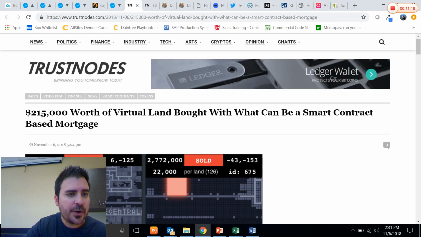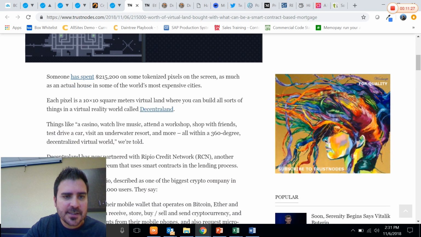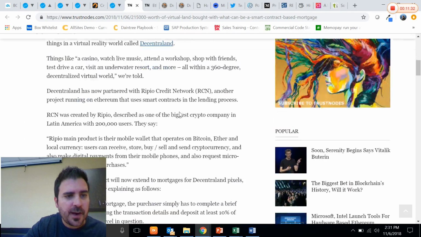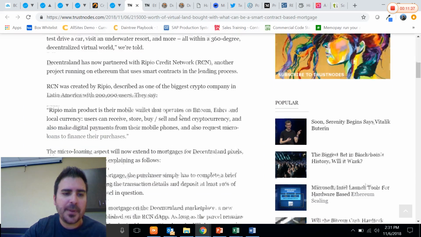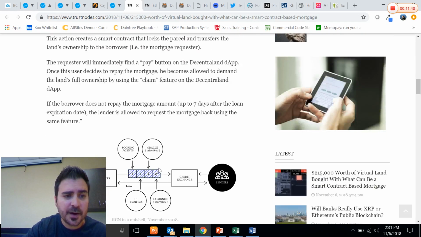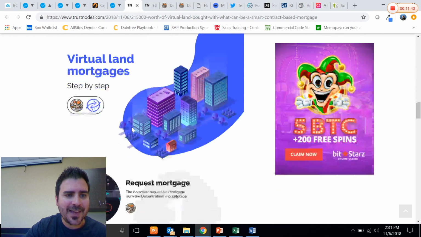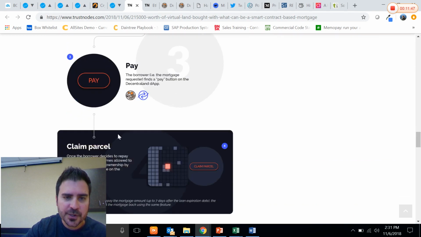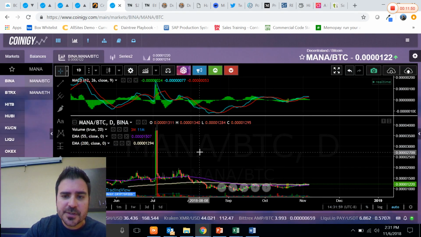Here's another example: $250,000 worth of virtual land bought with what can be a smart contract-based mortgage. Here somebody spent $215,000 buying tokenized pixels on the screen, which is shown right here. So this is causing demand and causing the prices to go up and down for this Mana token. This is a little more about how the transaction happens. This is how virtual land mortgages work. You buy a mortgage. This is craziness, guys, but it's driving the price of this Mana token.